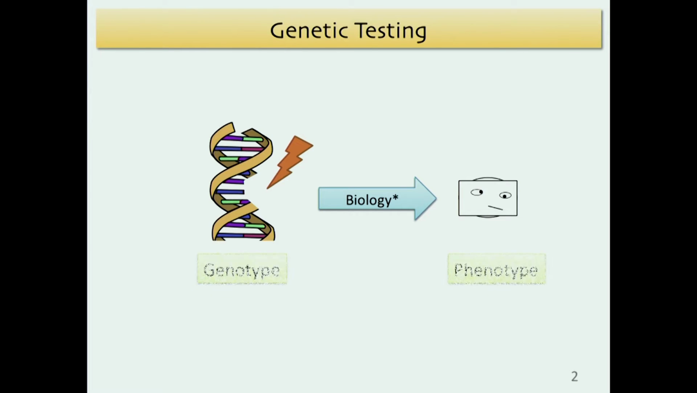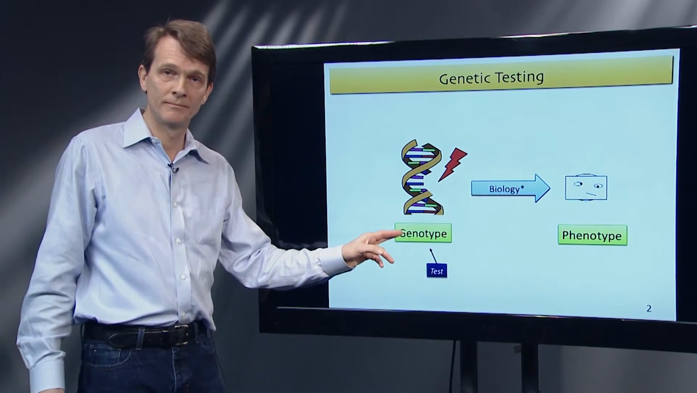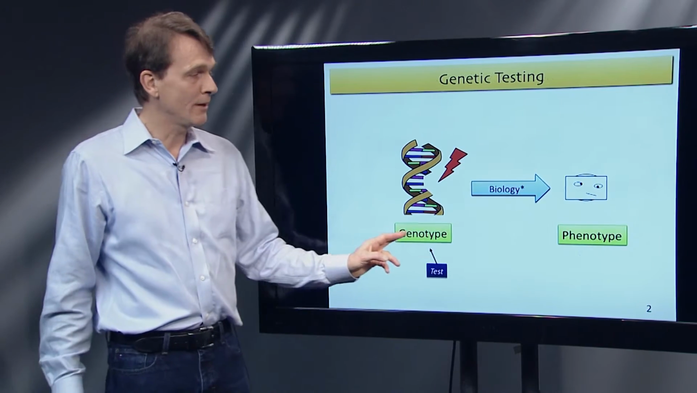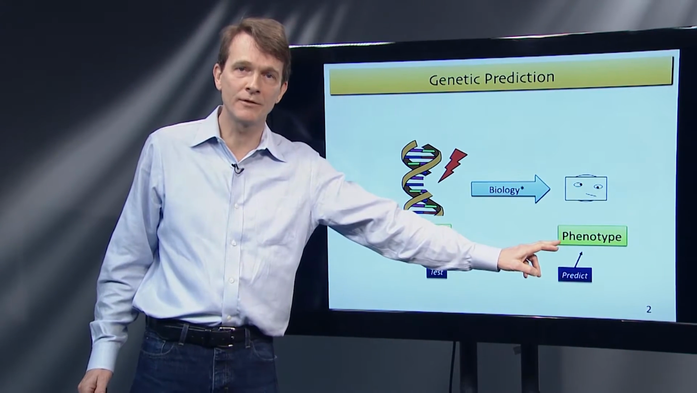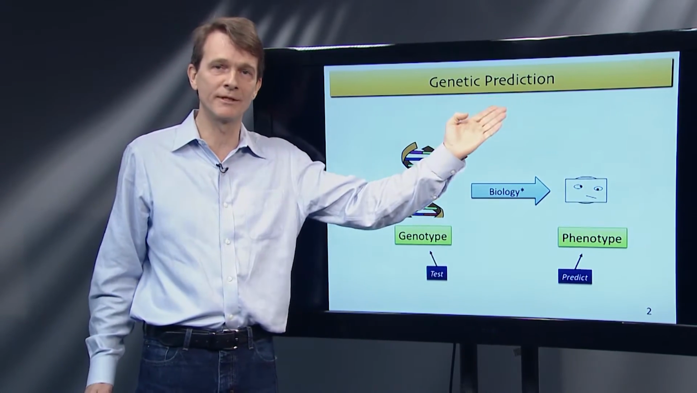Geneticists refer to this as genotype and phenotype. The genotype is the information in the DNA, genetic variation. The phenotype is the outcome. What genetic testing is supposed to do is test the genotype so that one can predict the phenotype. And so in that sense, genetic testing is really genetic prediction.